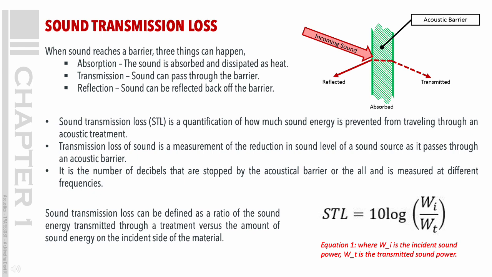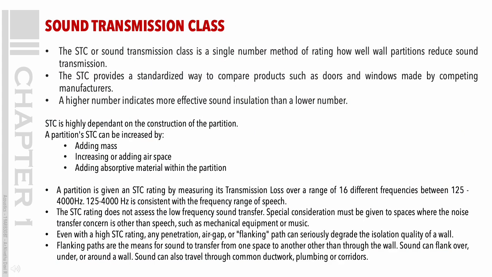Sound transmission loss can be defined as a ratio of the sound energy transmitted through a treatment versus the amount of sound energy on the incident side of the material. Sound transmission class. The STC or sound transmission class is a single number method of rating how well wall partitions reduce sound transmission. The STC provides a standardized way to compare products such as doors and windows made by competing manufacturers. A higher number indicates more effective sound insulation than a lower number.